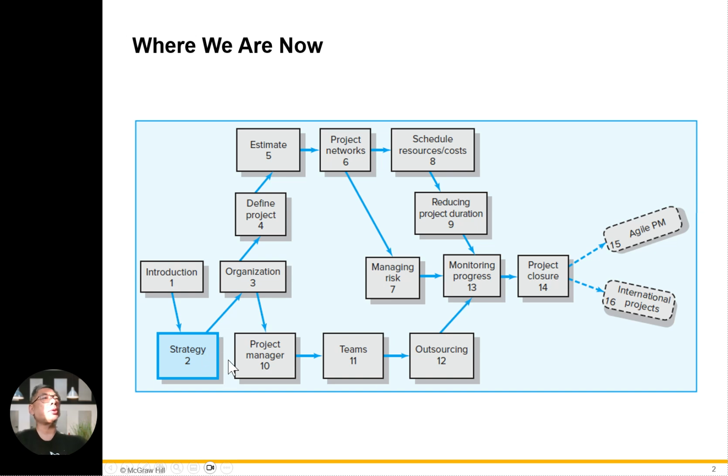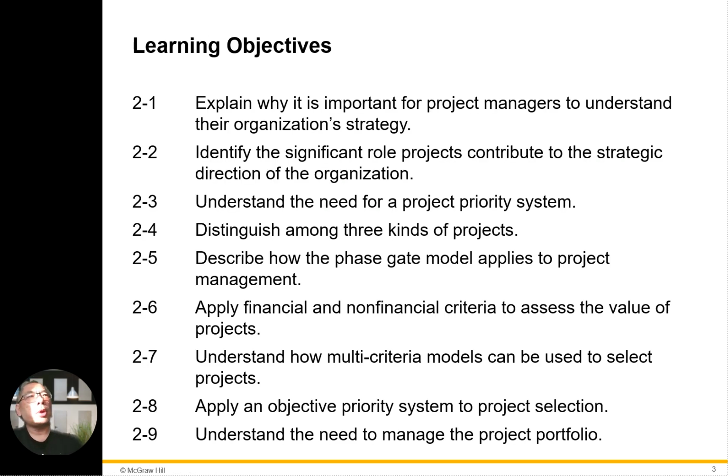Chapter 2 is about strategy. What is strategy? This is one of the key parts. Where are we now? After the first chapter, where we discussed the introduction, now we will discuss the strategy of project management. Then we have a number of key objectives, from 1 to 9. Let's look at them one by one.